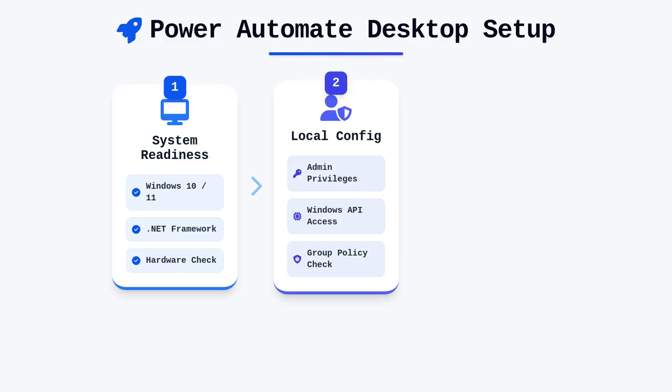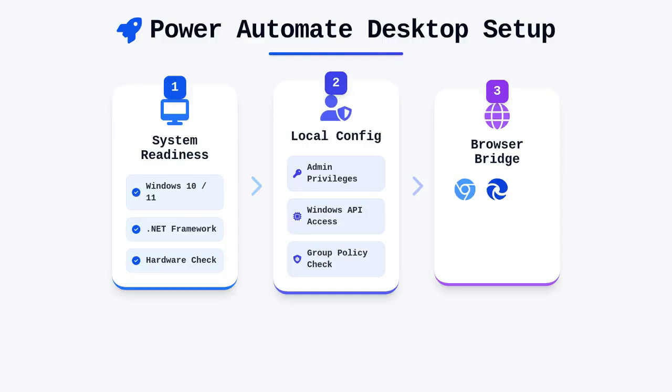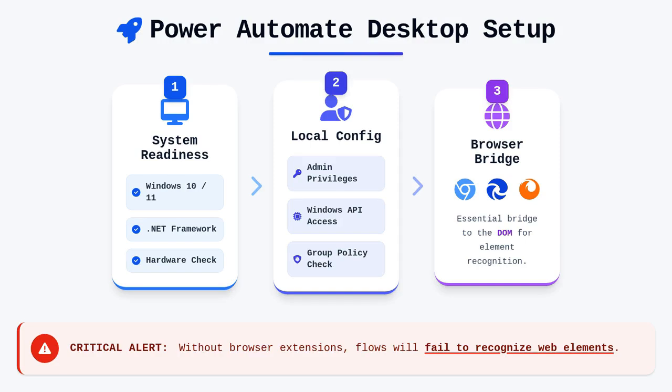After the core software is operational, your immediate focus should shift toward browser integration, which involves installing and enabling the official Power Automate browser extensions for Microsoft Edge, Google Chrome, and Mozilla Firefox. These extensions are not optional. They serve as a bridge between the Power Automate engine and the document object model of web pages, allowing for reliable interaction with web elements during data extraction tasks. Without these extensions properly configured and enabled in your browser settings, your flows will inevitably fail to recognize web elements, rendering your automation efforts ineffective and frustrating.